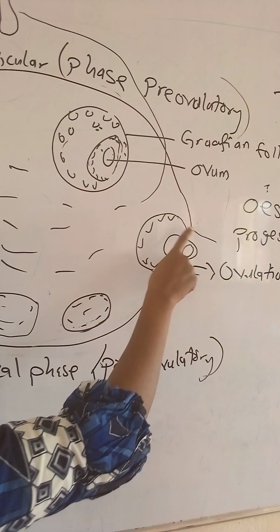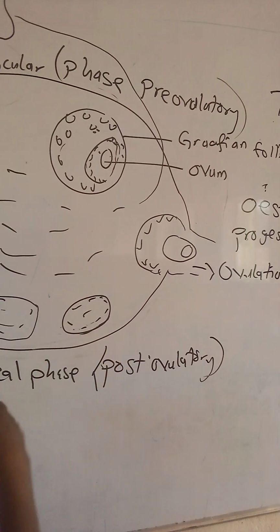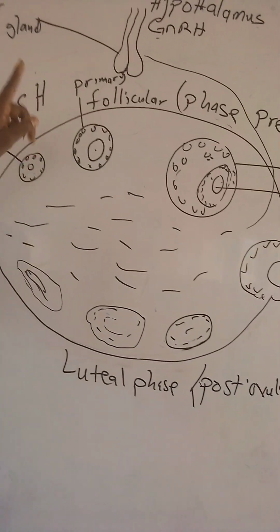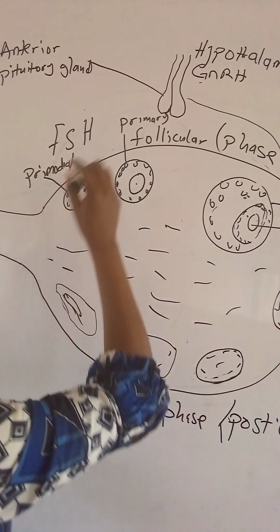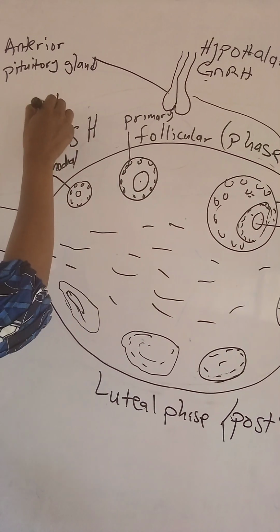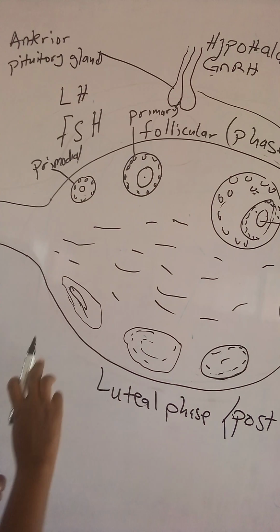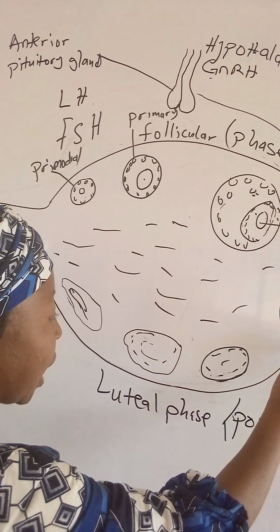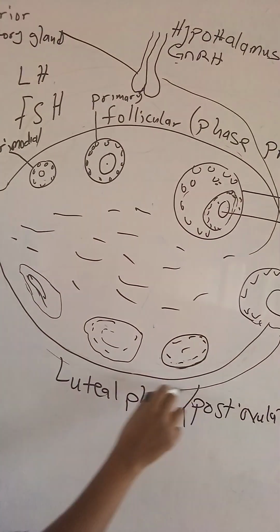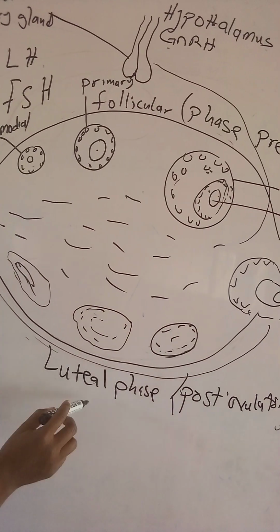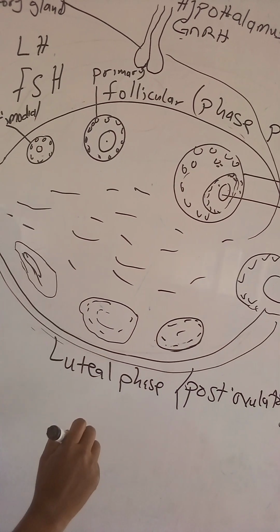Okay, and then once the level of the follicle stimulating hormone has dropped, there is going to be initiation of the production of luteinizing hormone. That is another hormone from the anterior pituitary gland, luteinizing hormone. So the luteinizing hormone controls the activities of the post-ovulatory phase. Okay, from here to this place, it is the luteinizing hormone that controls the activities here.